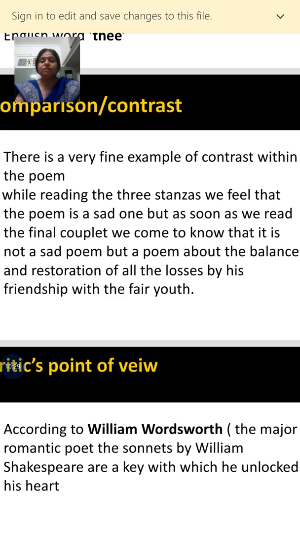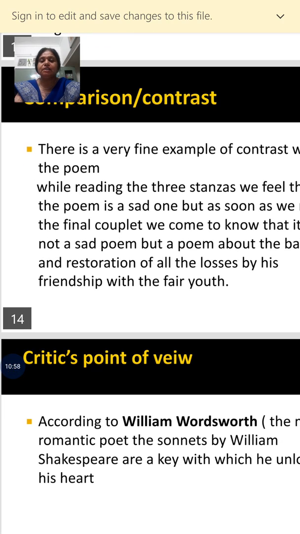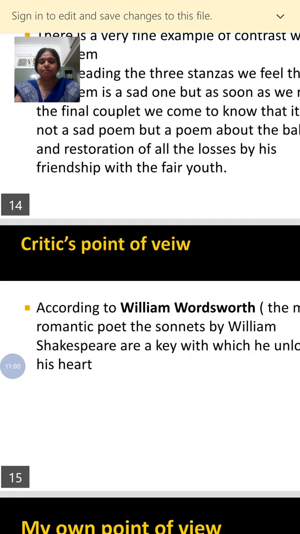But as soon as we read the final couplet, we come to know that it is not a sad poem, but it is about the balance and restoration of all the losses by his friendship with the fair youth. In the end, he says that though I have a lot of complaints against my life, this one thing can balance all those complaints. And what is that one thing? His friendship with the fair youth. So he thinks that life has compensated him.